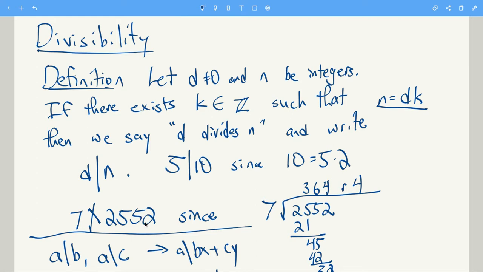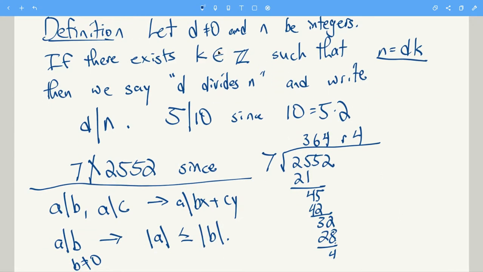Okay. To see this, we just use long division. So we divide 7 into 2,552. You can work it out. You see you've already worked it out. The quotient is 364 with a remainder of 4. If the remainder was 0, we'd see that 364 times 7 equals 2,552, but the remainder is 4, okay, so it doesn't divide.